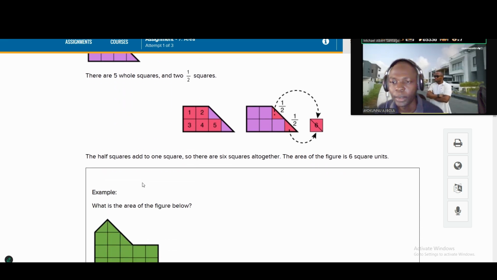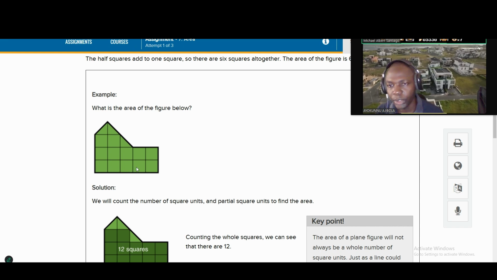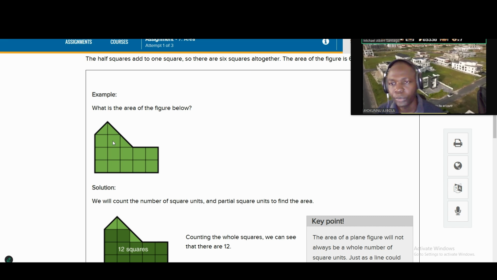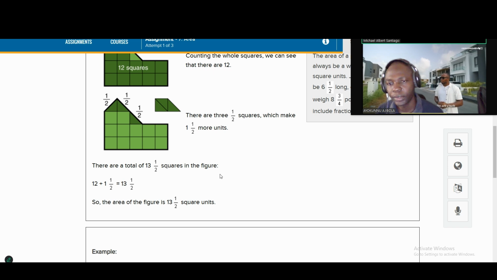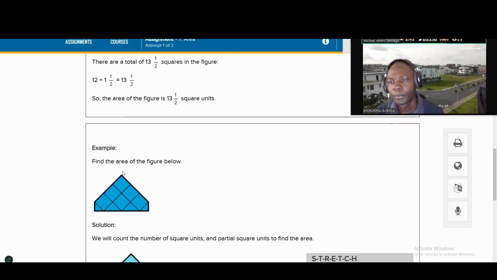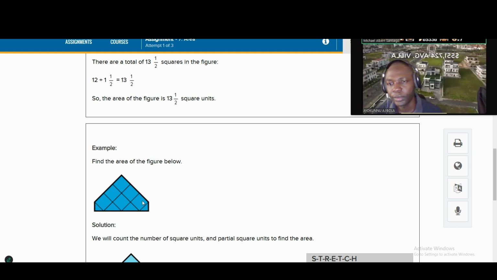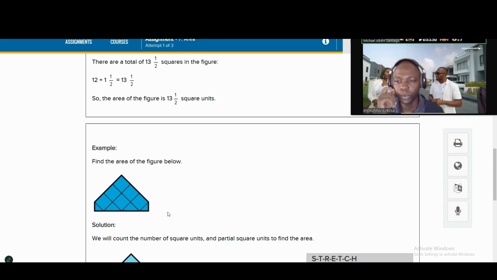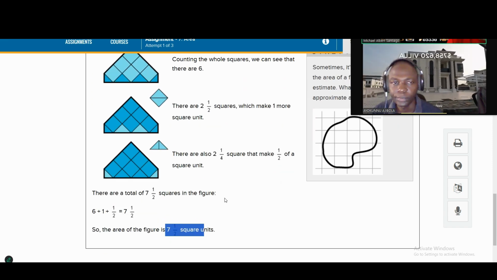Yeah. Then what is the area of the figure below? You can count 1, 2, 3, 4, 5, 6, 7, 8, 9, 10, 11, 12, and we count 12 whole squares, then 2 halves, that's 13 and a half, that's 13.5 square units, okay? Find the area of the figure below. We have 1, 2, 3, 4, 5, 6, then 2 halves making 7, then 2 quarters. So that is 7.5, okay?